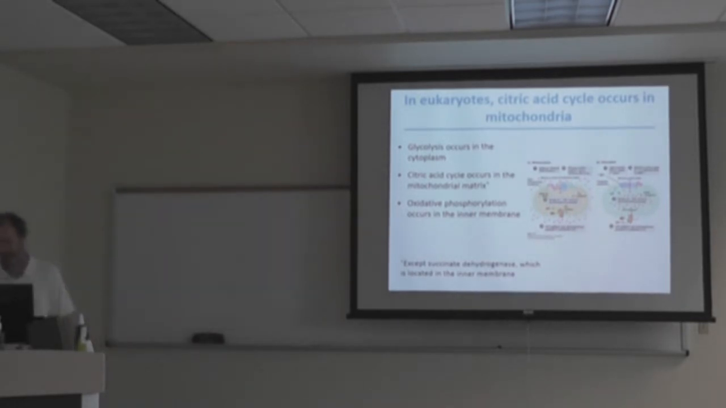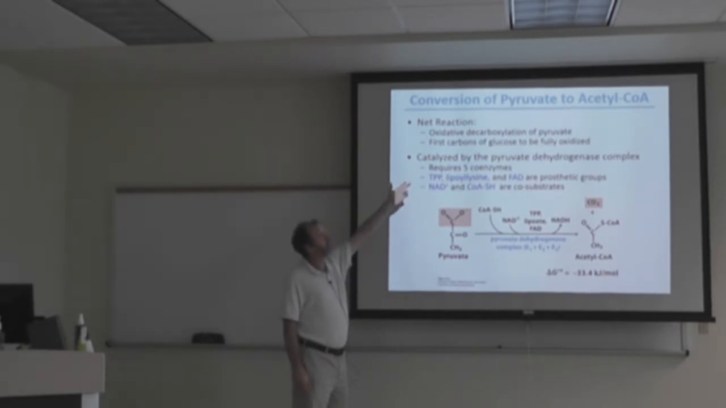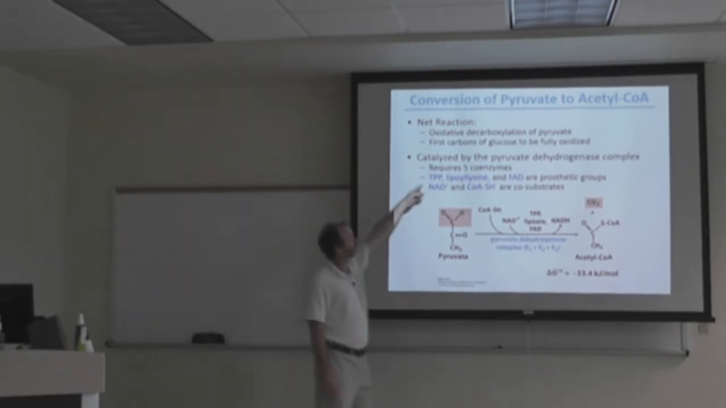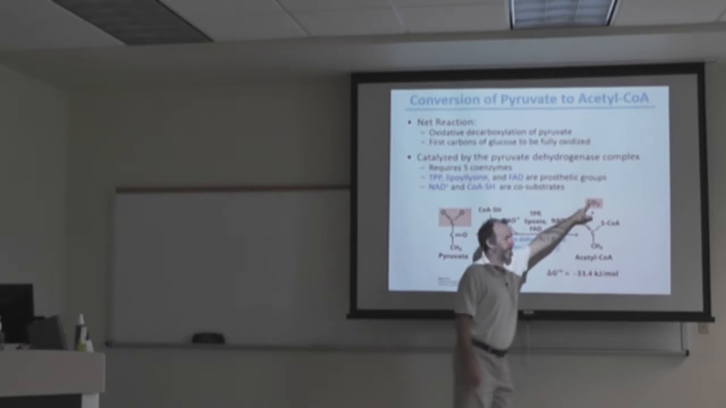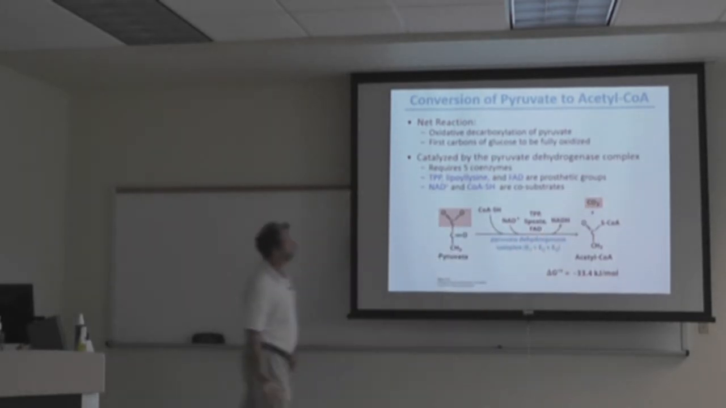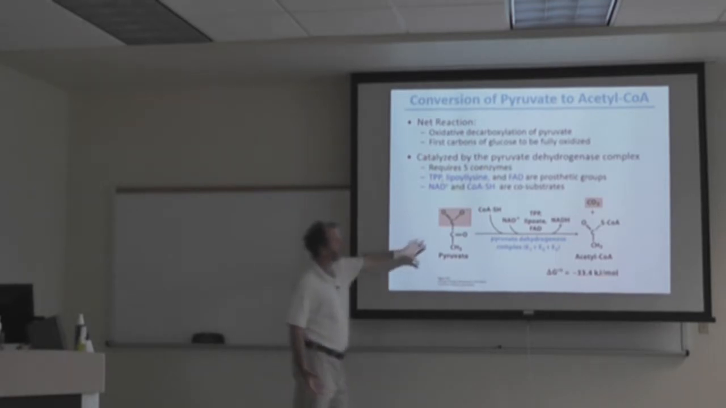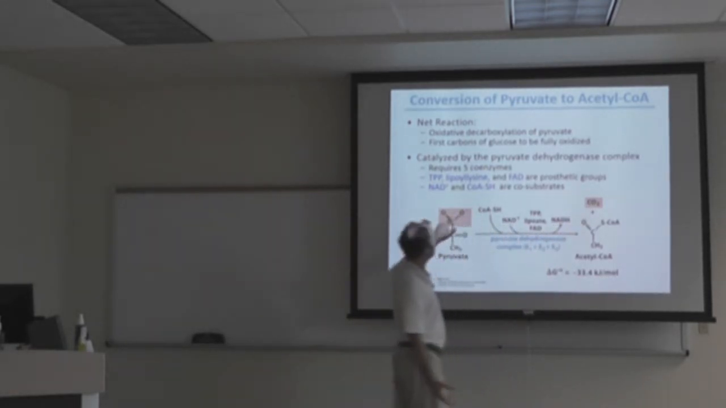So the first step is we get pyruvate from glycolysis. We have to convert that to acetyl-CoA. And the net reaction is oxidative decarboxylation of pyruvate. This is the first carbon of glucose to be fully oxidized. So we've taken glucose and we produce carbon dioxide with one of those carbons, right? So glucose resulted in pyruvate, and then we lose one carbon from this carboxylic acid here.